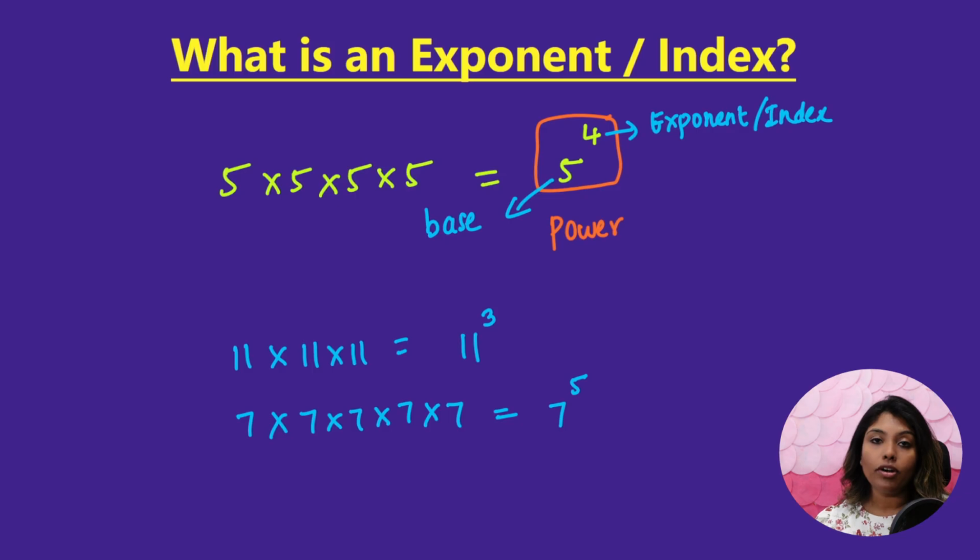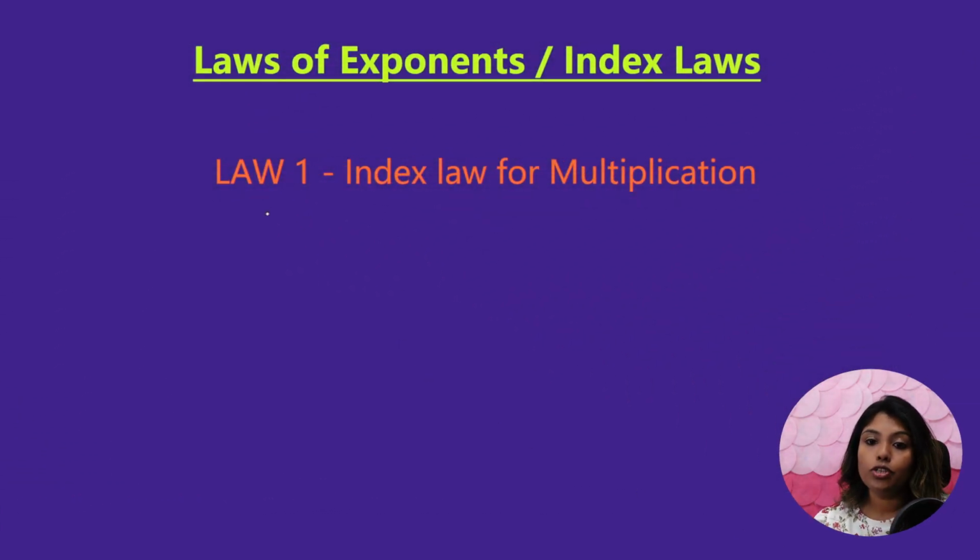Now let's move on and see what the different laws of exponents are. There are certain rules that you follow while you're dealing with exponents. The first rule is the index law for multiplication. So let's say you are given 2 to the power of 3, and then again 2 to the power of 4.